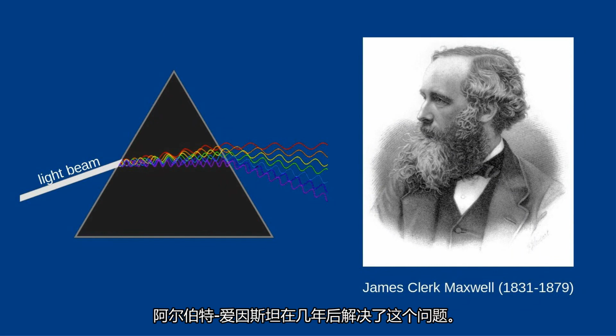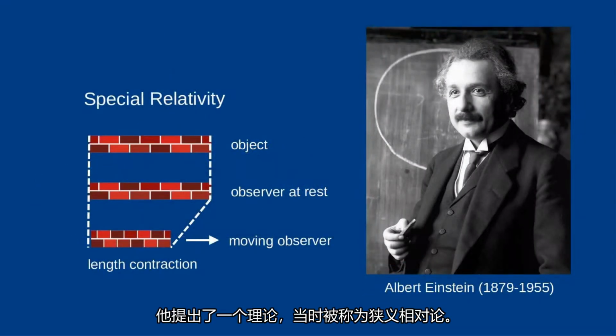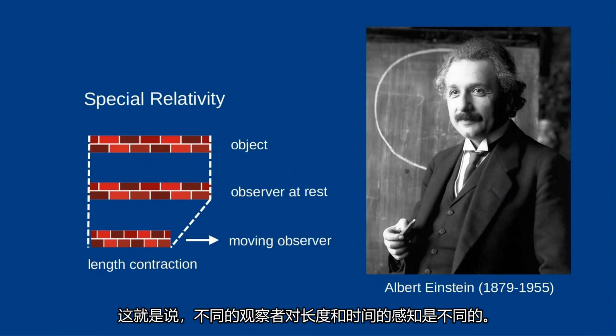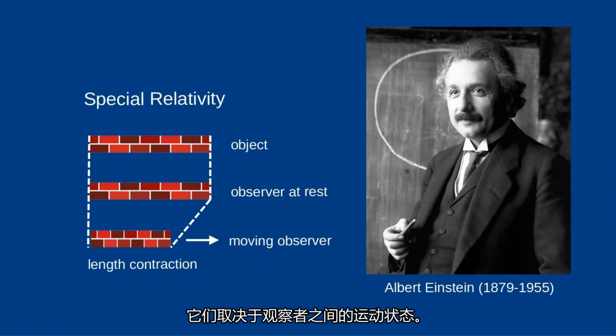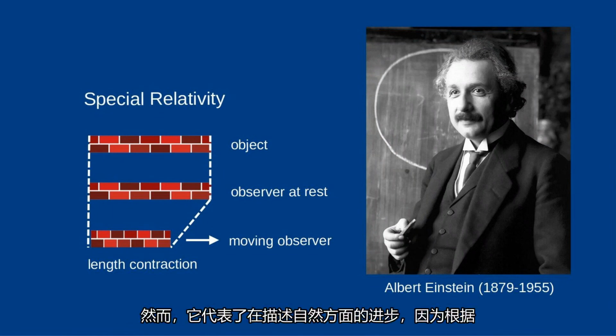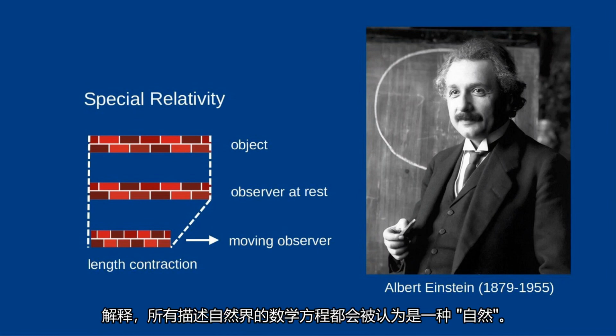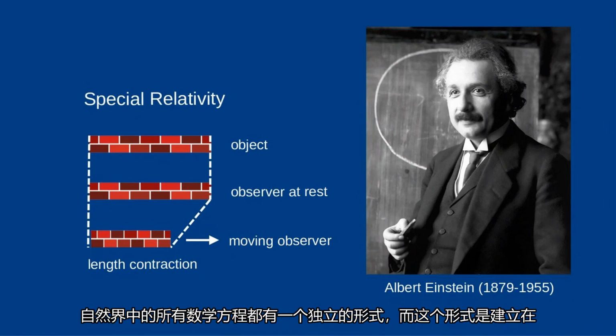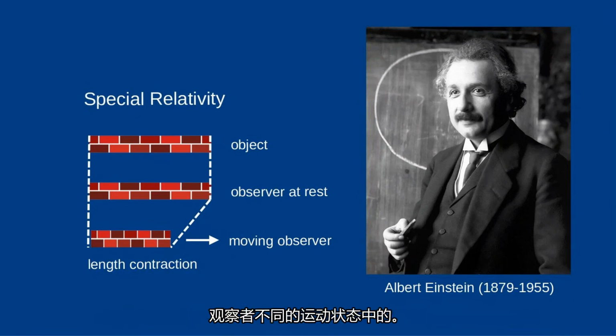Albert Einstein solved this problem a few years later. He developed a theory that was then called the special theory of relativity. This means that lengths and durations are perceived differently by different observers. They depend on the state of movement of the observers among themselves. This is not known from everyday life and is therefore not clear. However, it represents progress in the description of nature, because, according to this principle, all mathematical equations of the description of nature assume a form that is independent of the state of movement of the observer. One can therefore say that it is an objective description method.